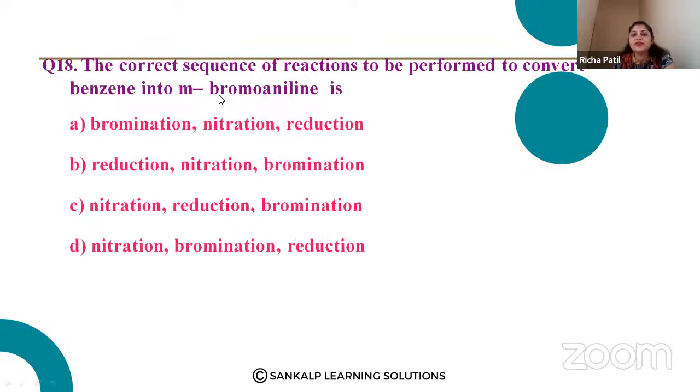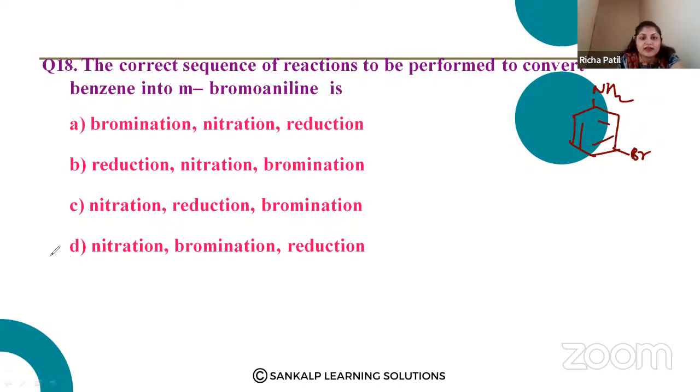The correct sequence of reactions to be performed to convert benzene into meta-bromoaniline. Okay, what are the steps to be followed to convert benzene into meta-bromoaniline? Meta-bromoaniline means adding this NH2. So what are the steps?